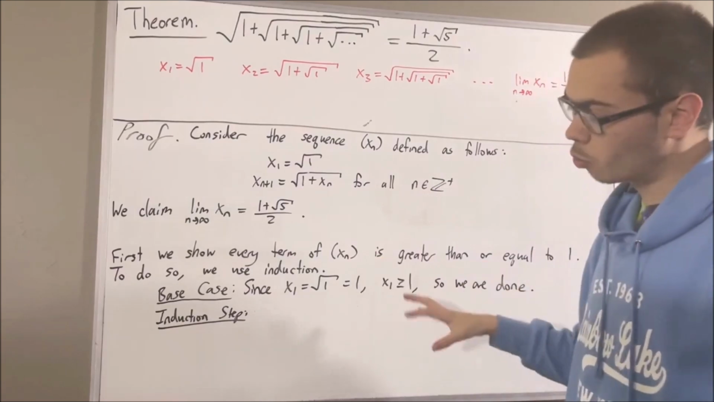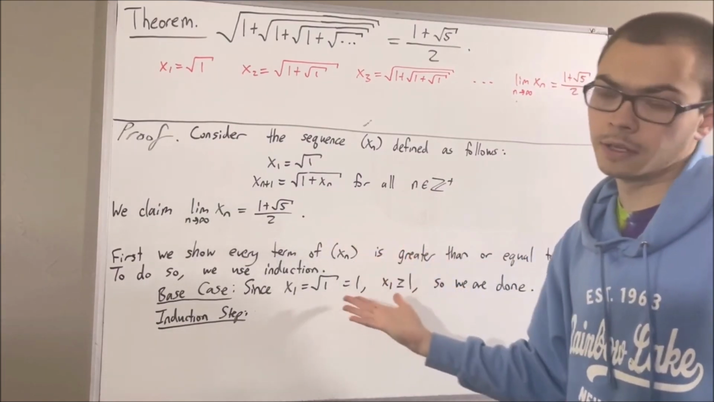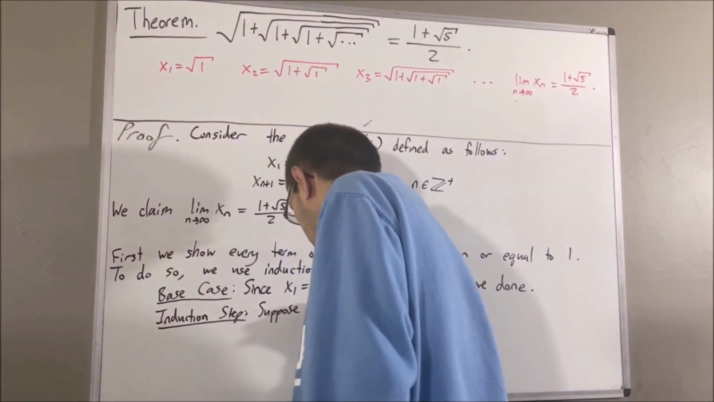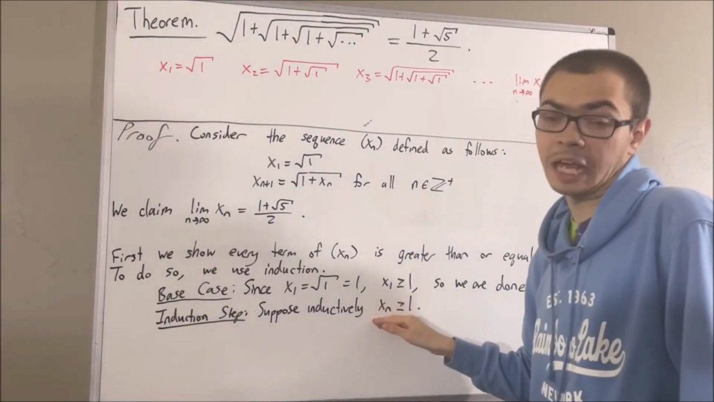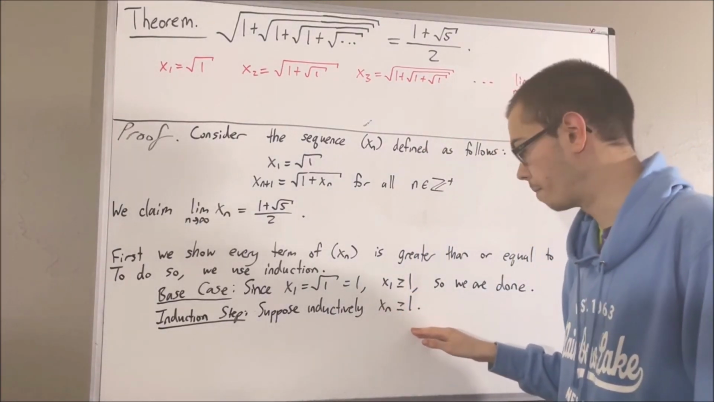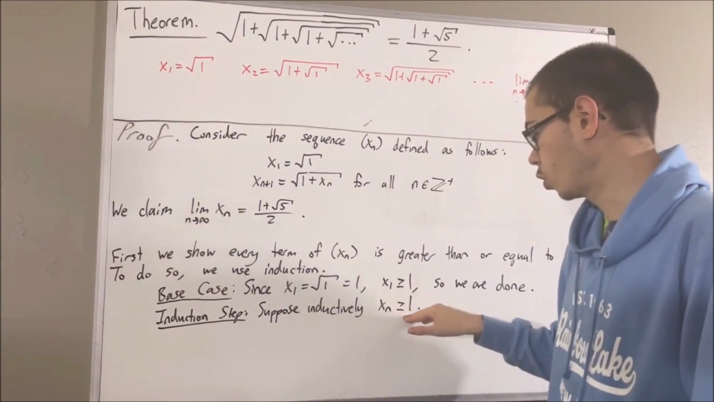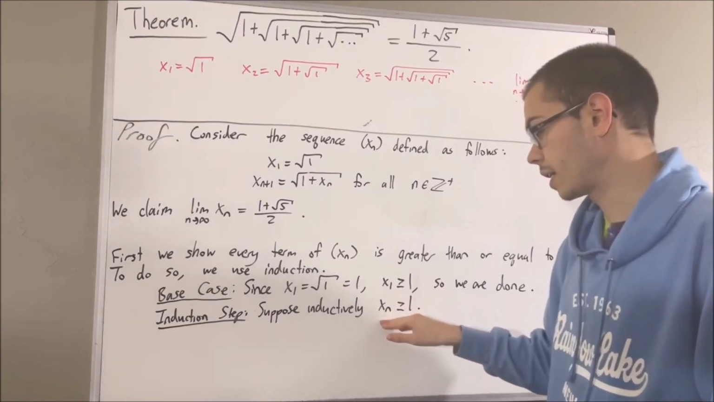In the induction step, we give ourselves an arbitrary term of our sequence, say xn, and we assume xn is greater than or equal to 1. The whole goal is to show xn plus 1 is greater than or equal to 1. Now, notice, if we take this inequality and add 1 to both sides, we get 1 plus xn is greater than or equal to 2.